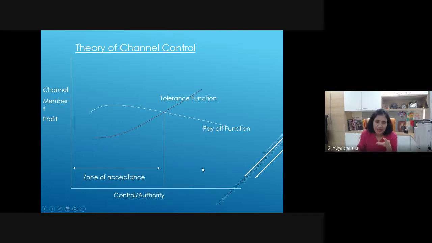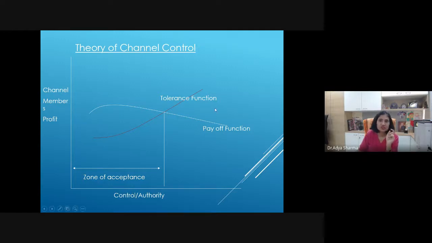Now, when you look at this, we say that in a relationship, and here I'm talking about two channel members, there are two things working: the tolerance function and the payoff function. Before that, also understand what channel members' profit is. When I'm talking about profit, I'm not just talking about quantitative profit. So it is not selling cost minus manufacturing cost. No. Profit is when what we have given is less than what we have received. Simple. So profit is when I feel that I have received something which is more than what we have given. Understand profit that way. So we are talking about profit, both quantitative as well as qualitative.